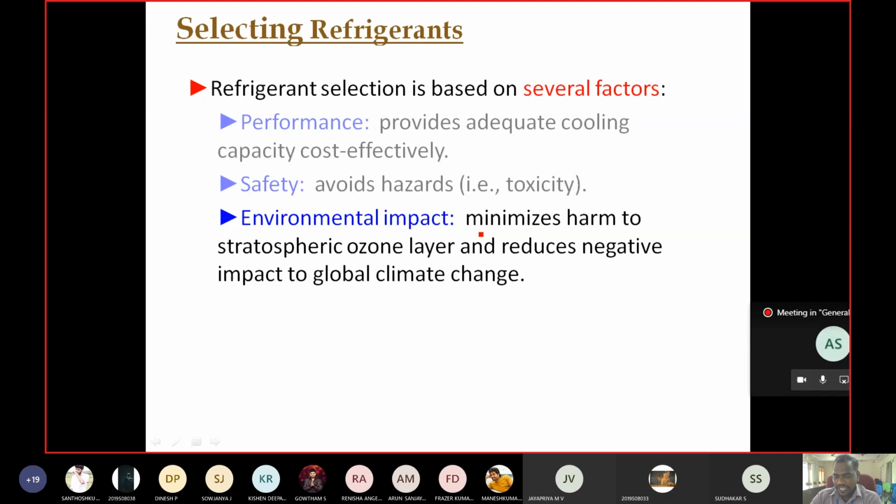You may be aware that our refrigeration and air conditioning systems will affect our ozone layer. So we have to be careful while selecting the refrigerant. So the refrigerant should have low environmental impact. Right.